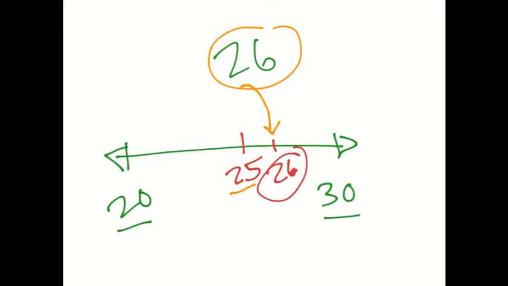well, 26 rounded to the nearest tenth, we're really asking, is 26 closer to 30 on the number line? Or is it closer to 20 on the number line? And since 26 is after the halfway point of 25, we can then say that 26 is closer to 30. Therefore, 26 rounded to the nearest tenth is 30.